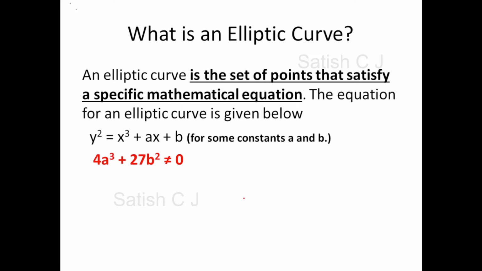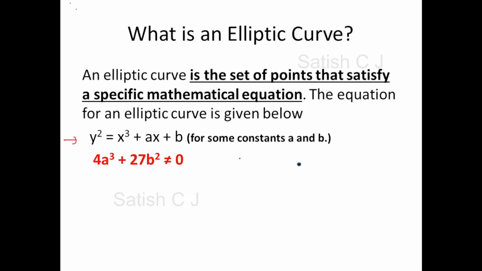We'll start off with this very first question. What is an elliptic curve? An elliptic curve is nothing but a set of points that satisfy a specific mathematical equation. So what is this mathematical equation? You can see it here. It is y square is equal to x cube plus ax plus b, for some constants a and b. Another condition it should satisfy is that 4a cube plus 27b square should not be equivalent to 0. So an elliptic curve is a set of points that satisfy this equation with this condition.